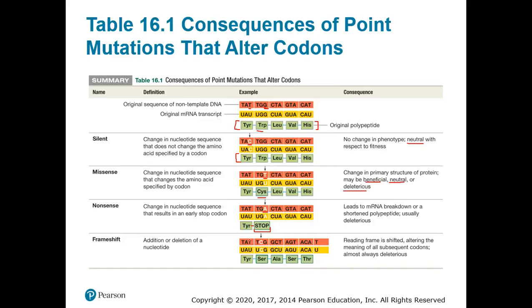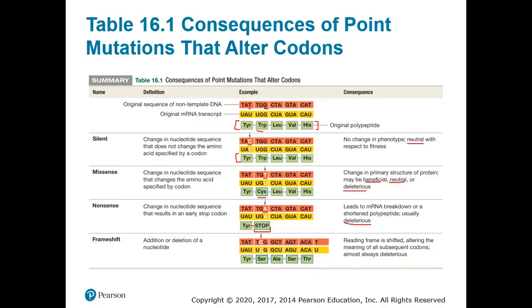Now, these are almost always bad. They are always going to cut off some part of our protein, and that usually changes its function. Most of the time, it'll shut it down completely. So this one's pretty bad.